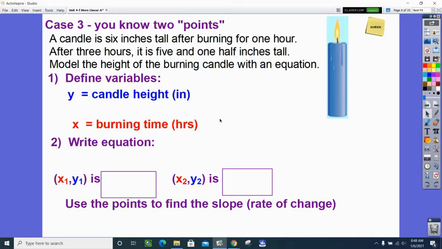So now, can you write the 2 points? So get these two into coordinate points. So one of the points should be the 1, 6. And now be careful, because they're in a different order here. The other one should be 3 and 5.5. Okay, so now we need to write an equation. So we need to find the rate of change. So right now your job is to find the slope of these 2 points.